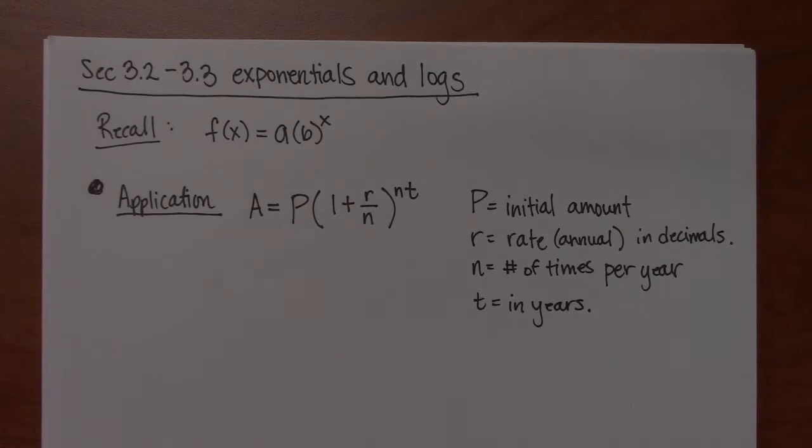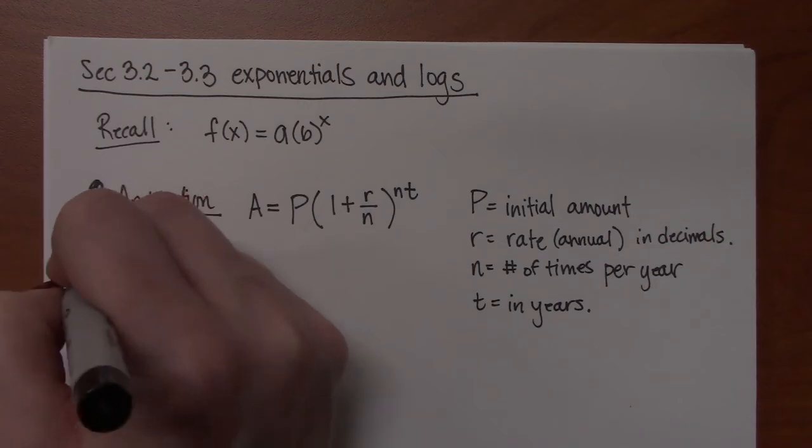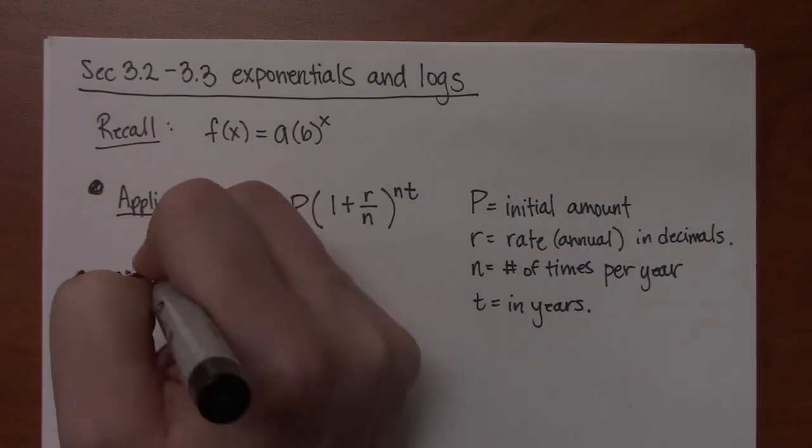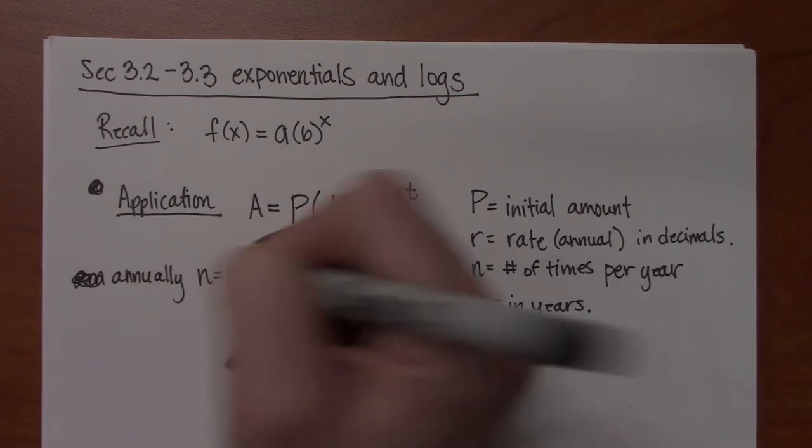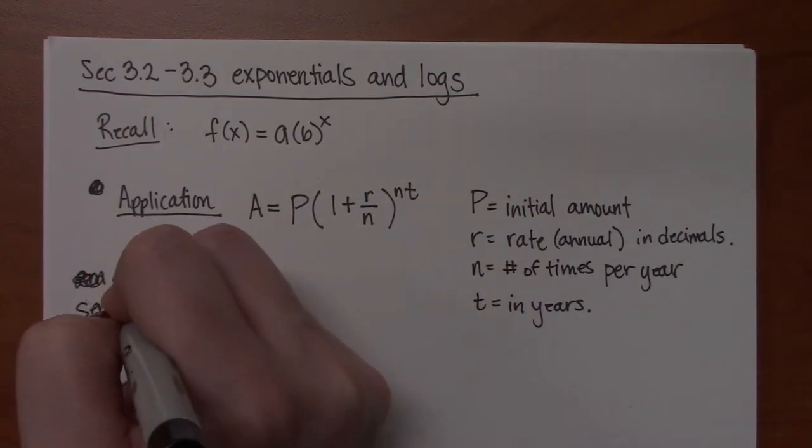So if the interest is compounded annually, well then N is 1 because it's just happening once a year. One of the things you want to pay attention to on these problems is they're never just going to explicitly say N equals 3 or N equals 5. They're going to use words like annually, semi-annually, quarterly, monthly. So you have to know how many times per year that works out to be. The most common ones you'll see: annually, that would mean N is 1.